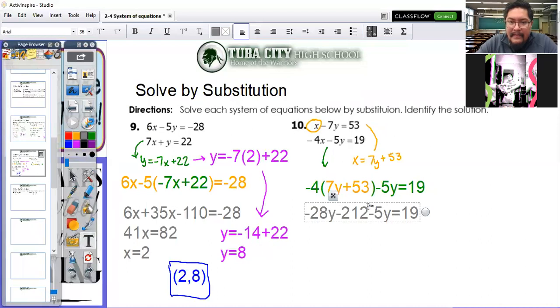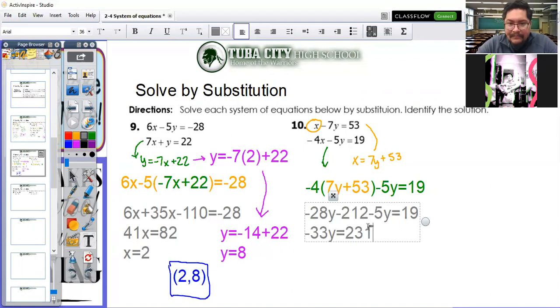Combine your like terms. So here I have negative 28y and negative 5y. Put them together, you would have negative 33y. And then I have negative 212. So 212, that means I'm gonna have to add 212 to both sides. So add that to 19 and I get 231.